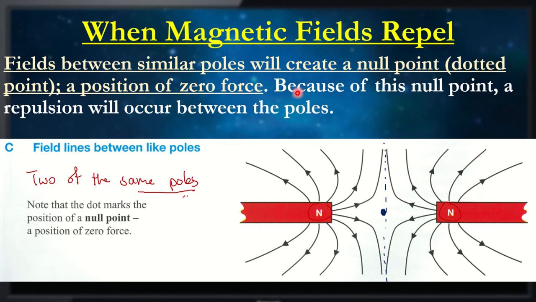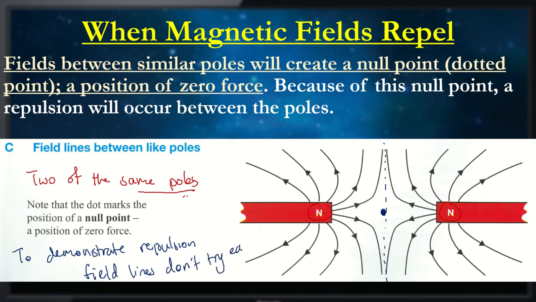When you're drawing the magnetic fields for repulsion, remember the magnetic field lines do not connect. So to demonstrate repulsion, the field lines don't touch each other at all. You can see what we mean: if I just draw a line through, you shouldn't be able to witness the lines getting into touching contact.